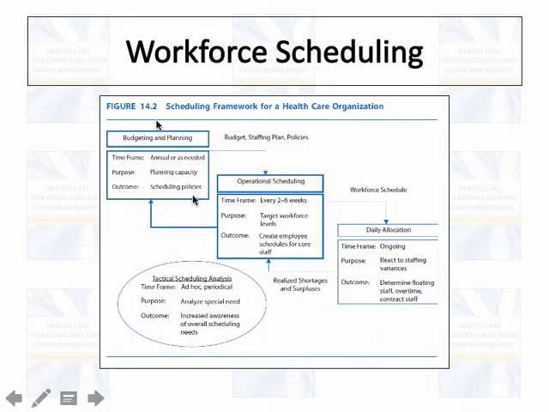Here is figure 2 of chapter 14, which is the scheduling framework for a healthcare organization. So this is the level of planning and scheduling you're going to have. The lower level scheduling is the daily allocation. So basically, we have daily allocation, we have operational scheduling, and we have budgeting and planning. Of course, budgeting and planning is a long-term decision. This is a medium term, and this is a lower term, or short-term decisions.